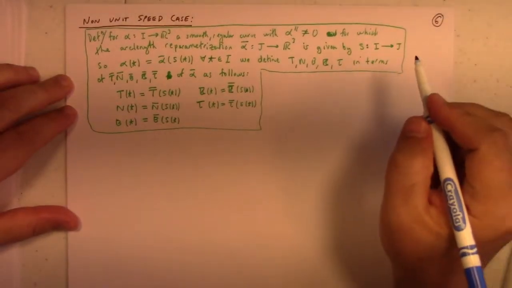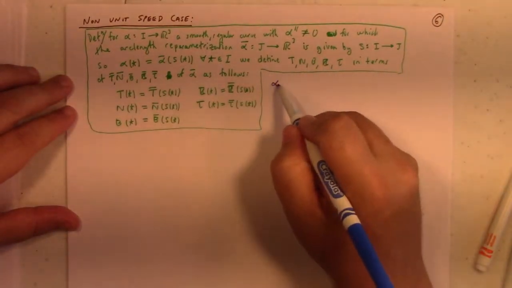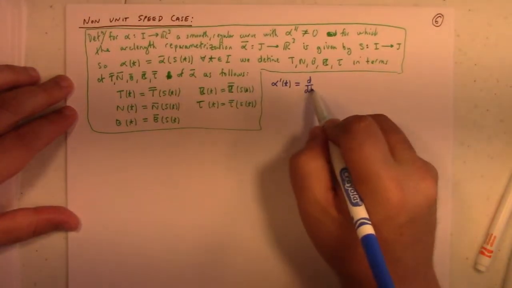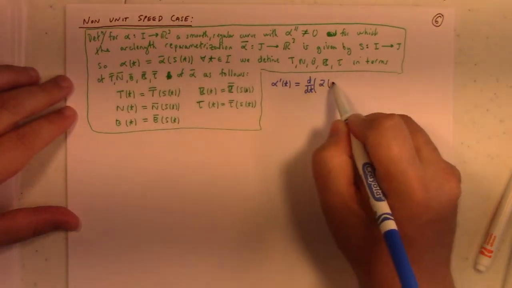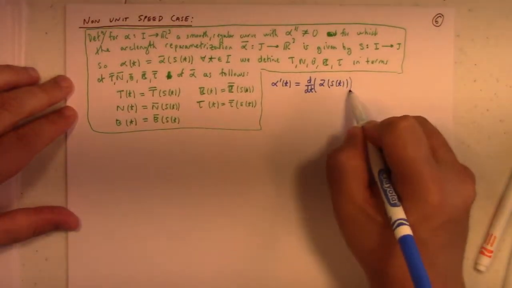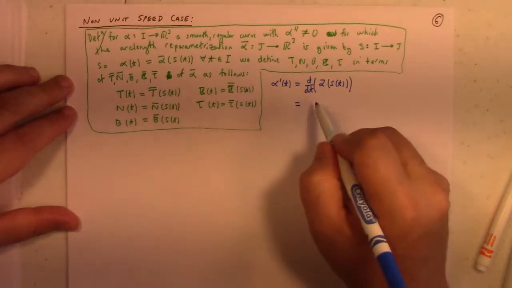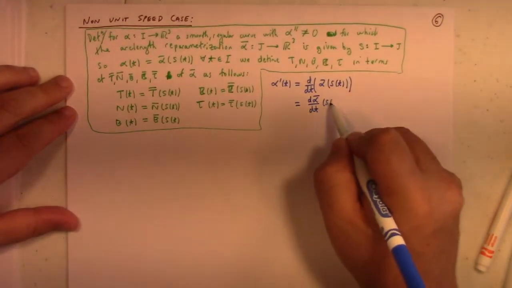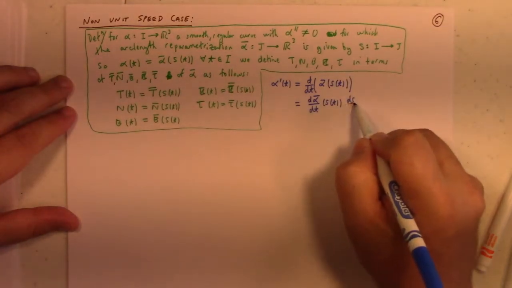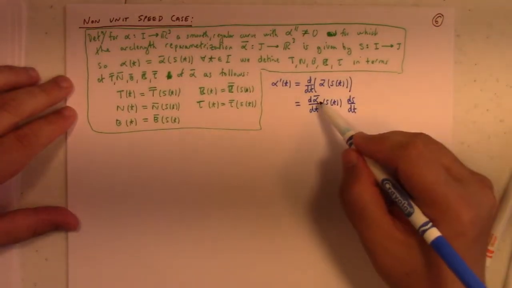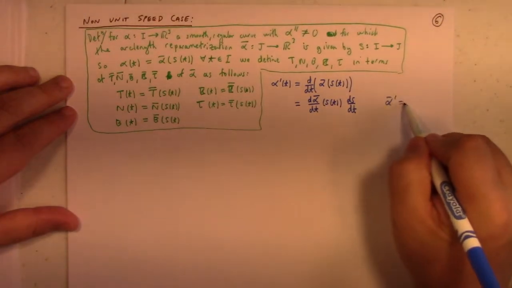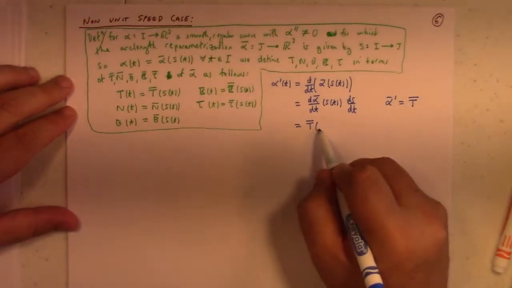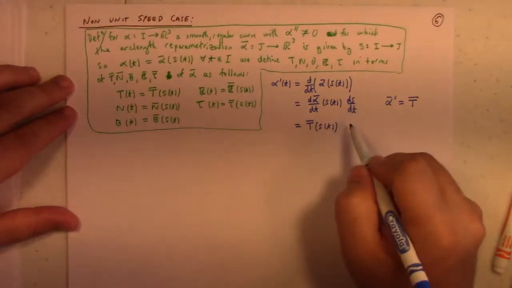So if we differentiate alpha, alpha prime of t is d/dt of alpha bar of s of t, which by the chain rule is d alpha bar/ds of s of t times ds/dt. But the derivative of alpha bar, remember, alpha bar prime is just equal to T bar in our current notation. So this is exactly T bar of s of t times ds/dt.